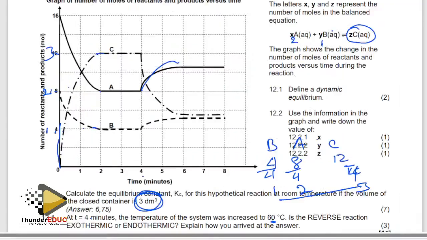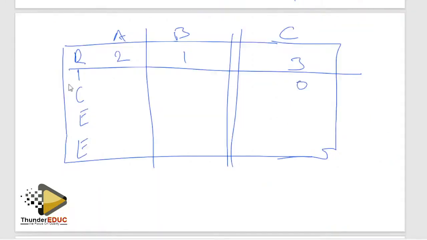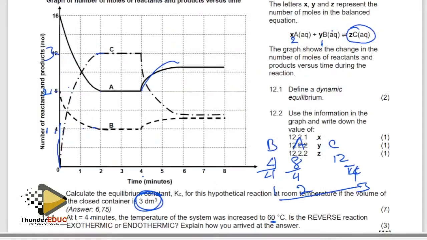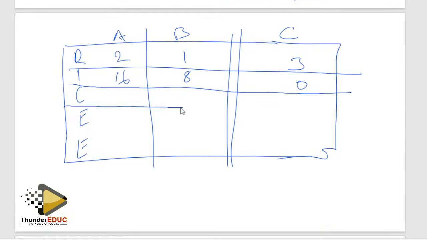And then you go to initial. What did they start with? This one started from 0, this one started from 8, and this one started from 16, isn't it? A, where is A? No, B started from 8, and then A started from 16. Yes, basically it's correct. Then you go to change.